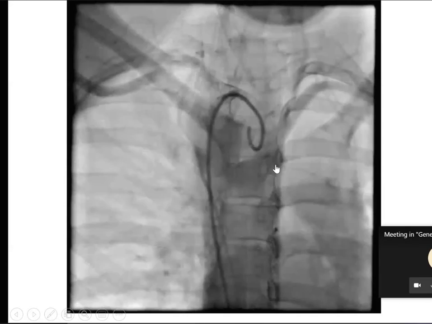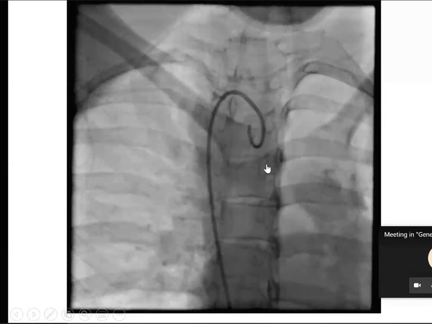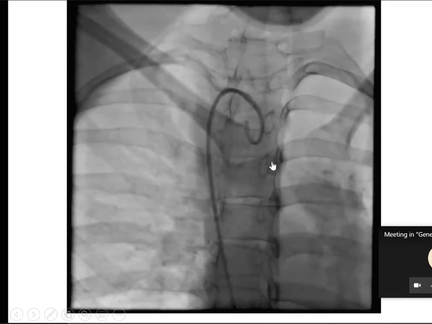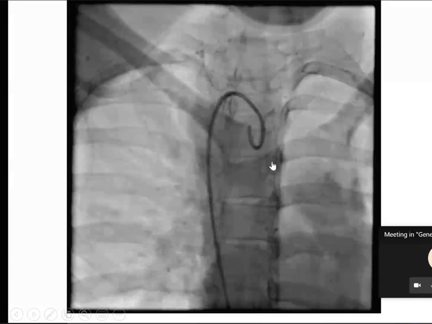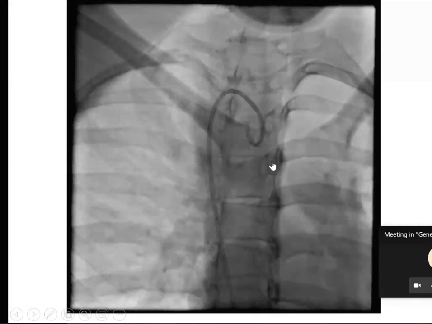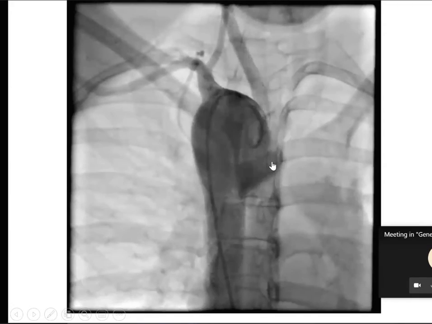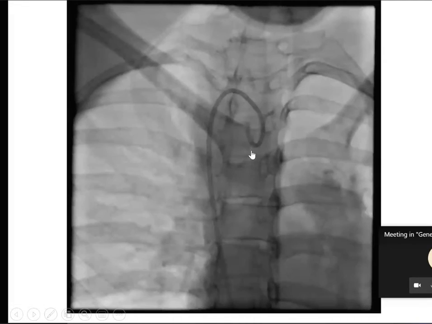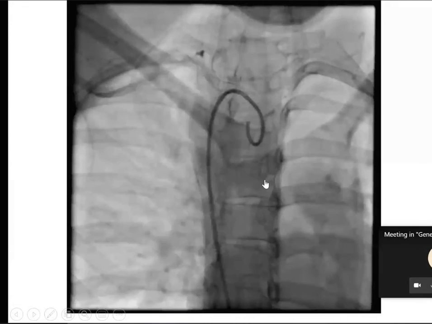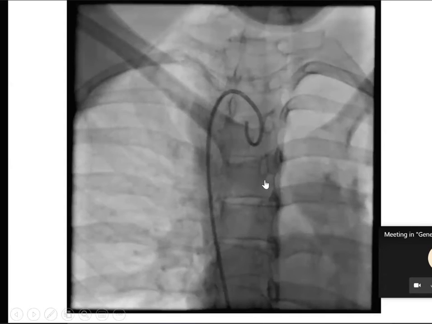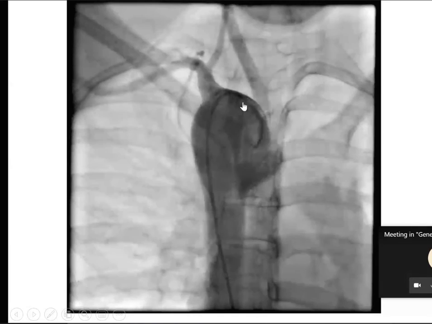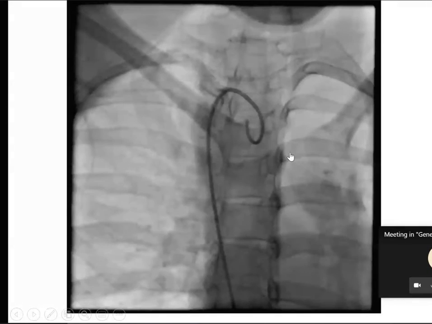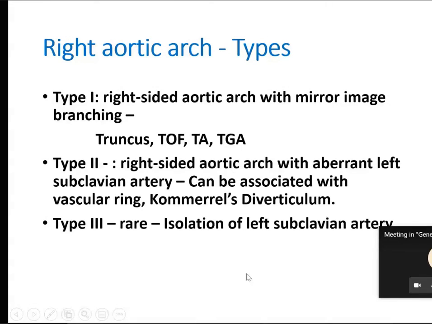And what is this associated with? The boy has a vascular ring. The boy has difficulty in swallowing meatballs. Yes, sir. So a typical vascular ring, which can produce esophageal obstruction also. That is the Kommerell's type 2 aortic arch.